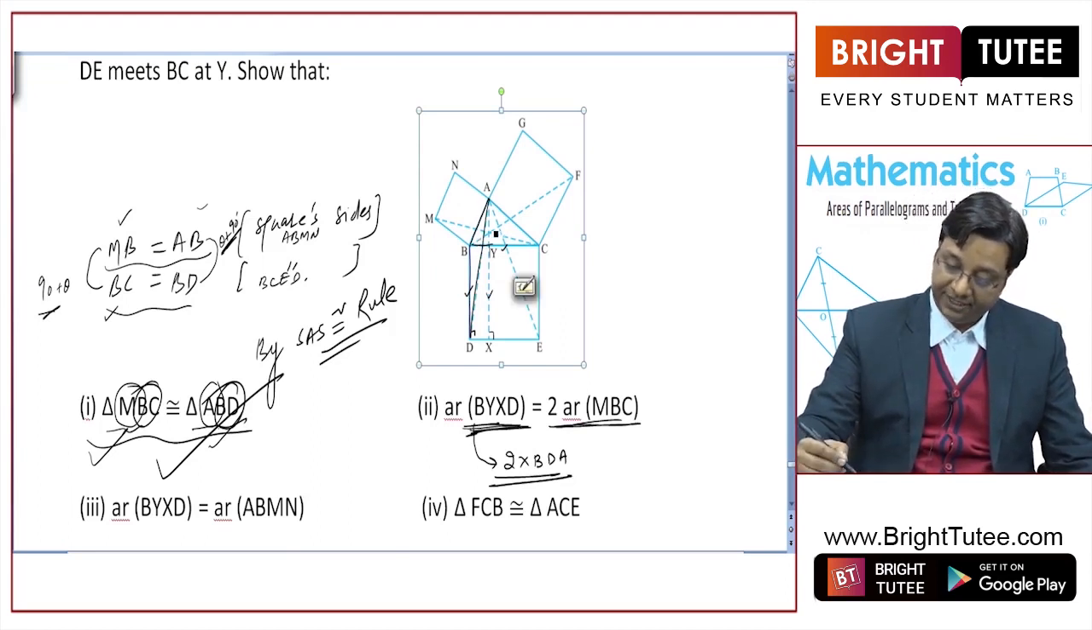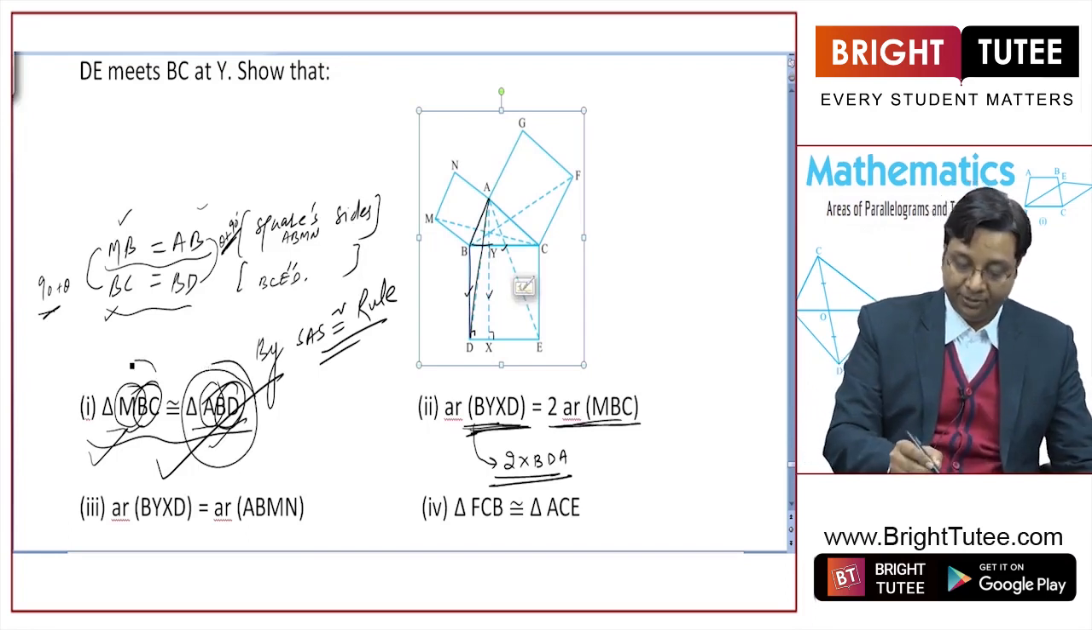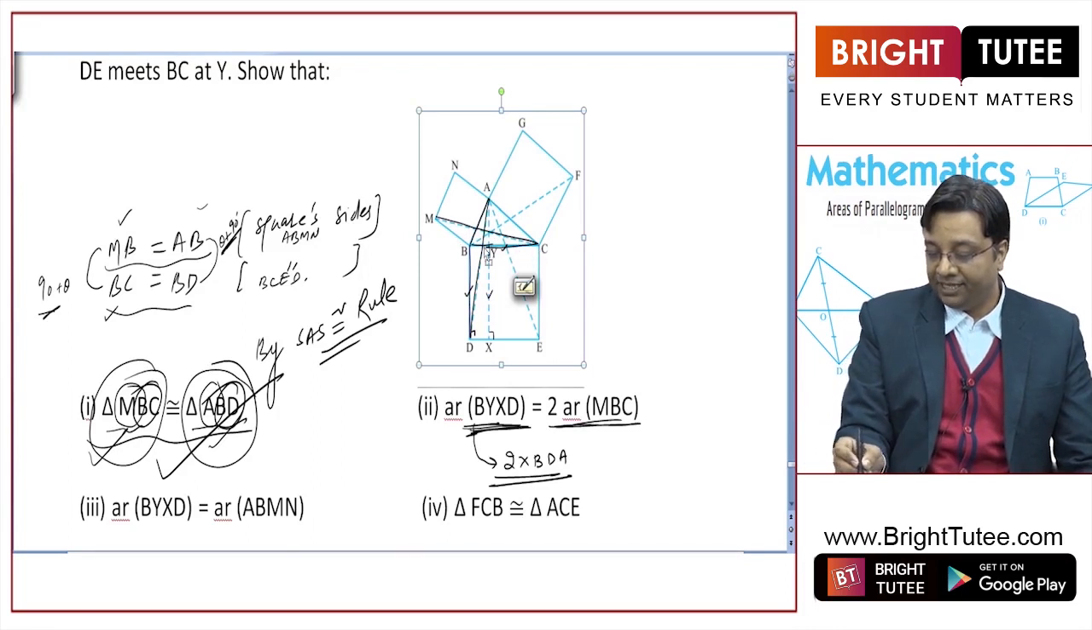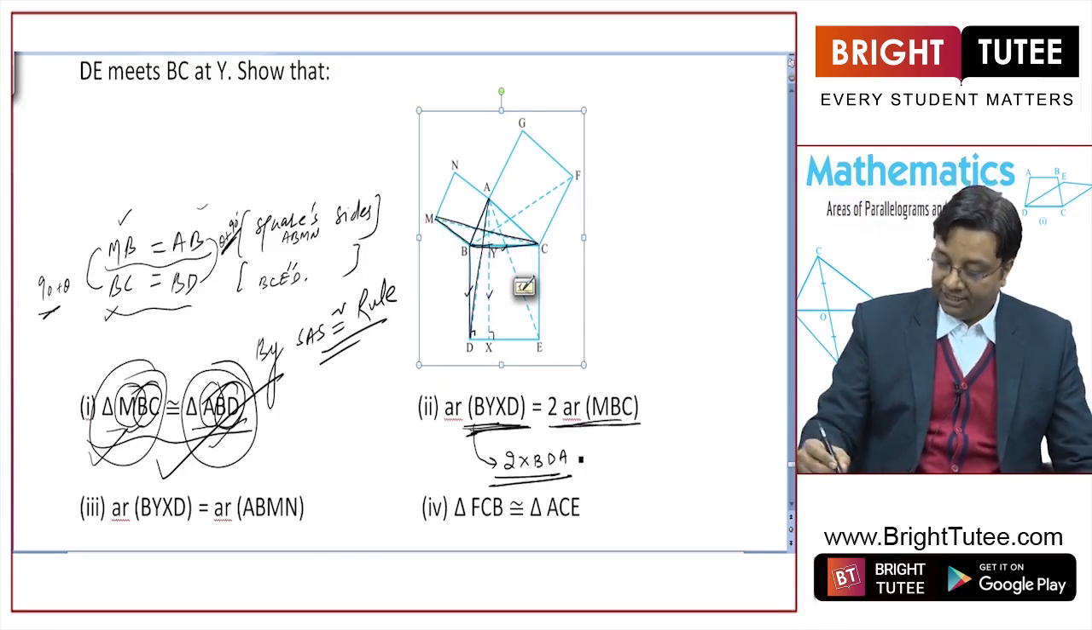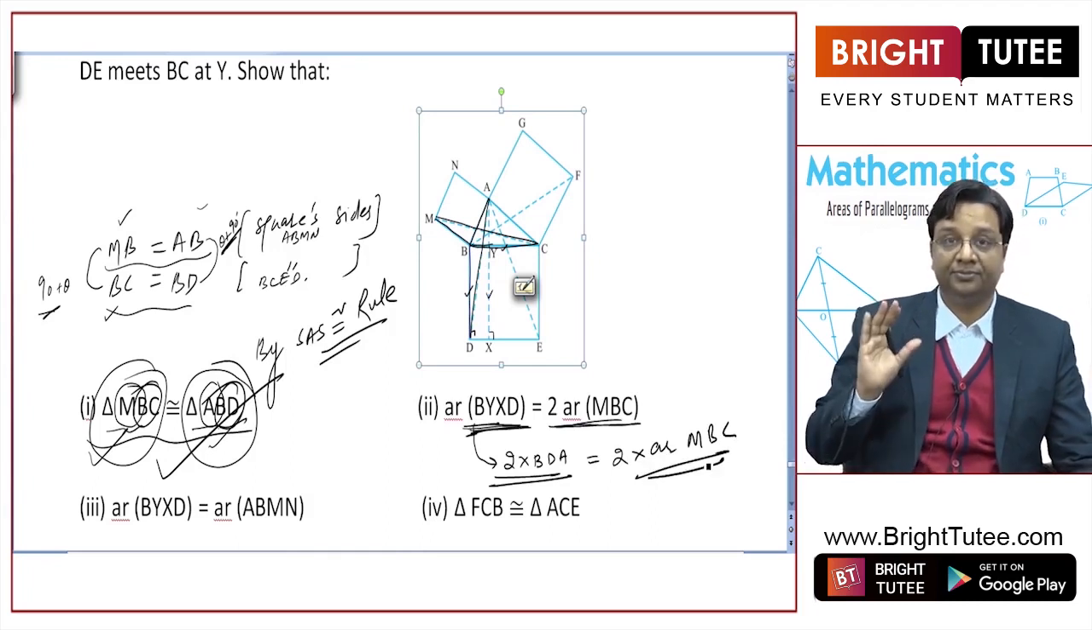Okay, now look at this. I have already proved it congruent to MBC. So it will have area equal to MBC. So I can say this is equal to twice the area of MBC. This is what I had to prove.